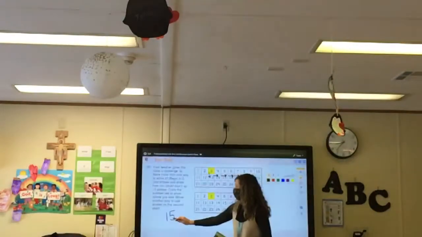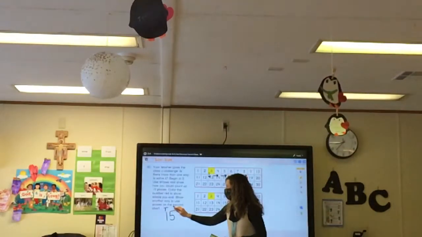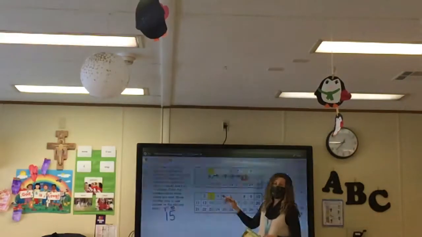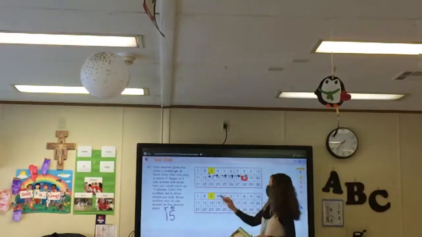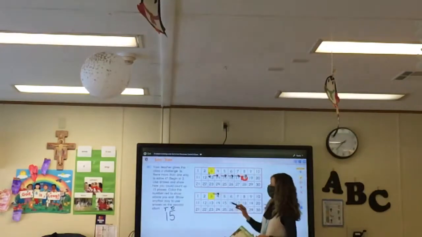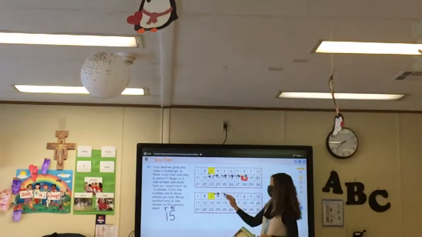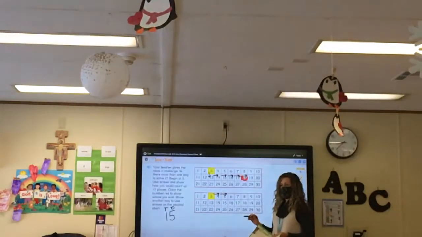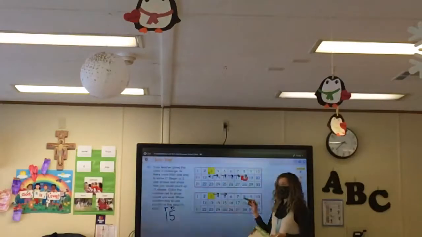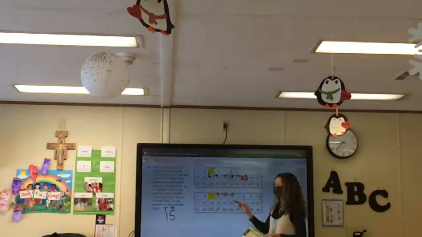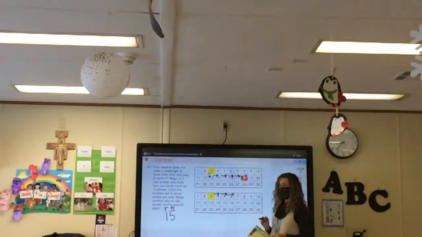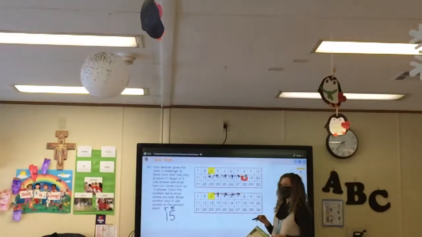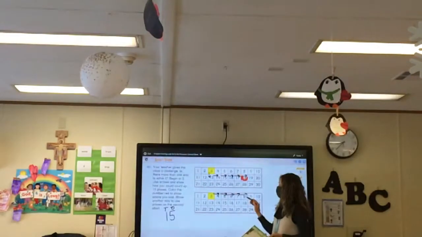Remember, for 15, these are my 10s, and these are my ones. 5 ones, okay? So we're going to take our arrow, we're going to move over 5 spaces. Ready? Let's make our arrows. So 1, go from 4 to 5, that's 2. Okay, we're making our arrows. 3. Keep going. 6 to 7 is 4. And one more is 5.